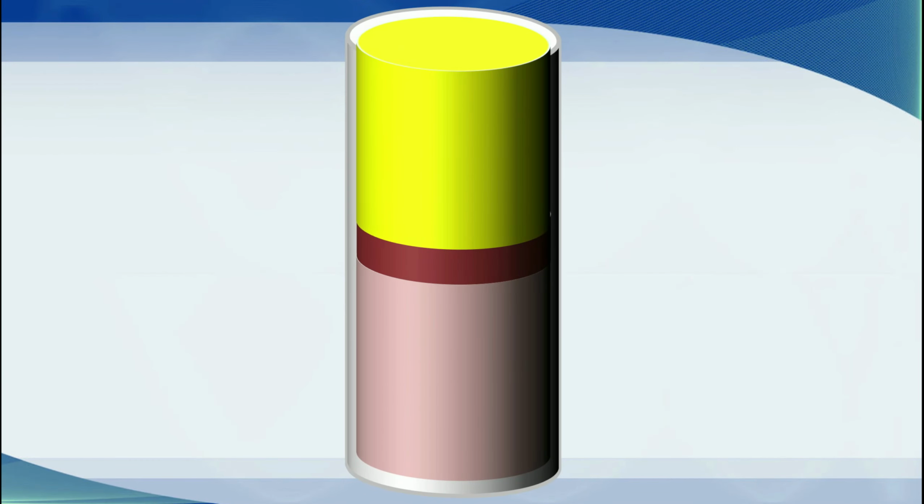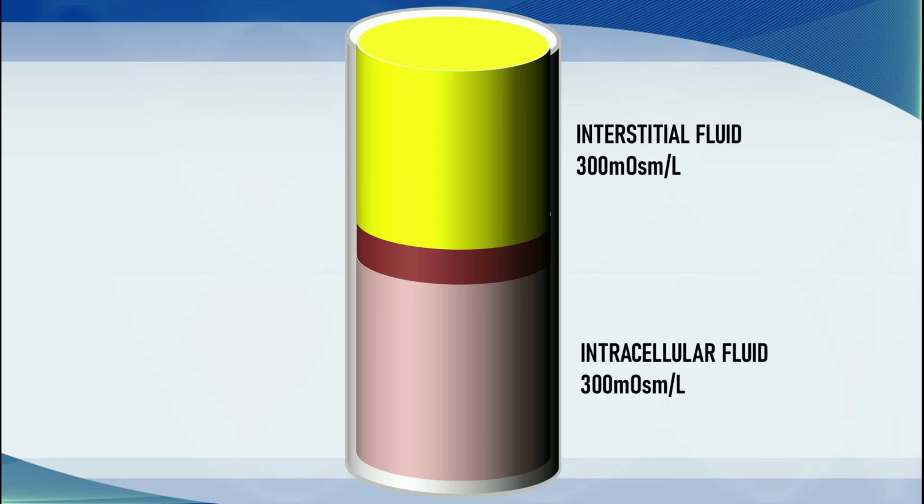This is a cartoon to represent two separate fluid compartments in the body. On the top in yellow is the interstitial fluid that has an osmolality of 300 milliosmoles per litre. At the bottom in pink, there is the intracellular fluid that has an identical osmolality of 300 milliosmoles per litre. These two compartments are separated by a cellular membrane that is permeable to carbon dioxide but impermeable to charged solute.